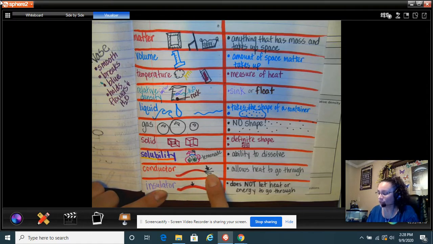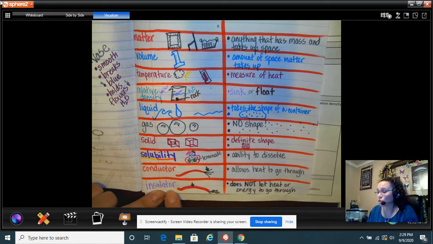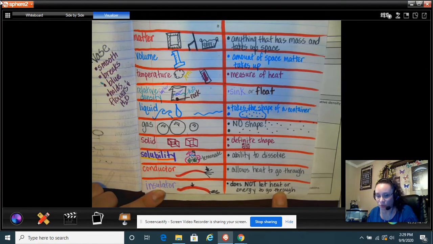Okay, that means it allows heat or energy to go through. So that's why you feel the zap. Or if you don't feel the zap or the electrocution, you have an insulator, which is the plastic rubber part of the wire. That's like a precaution so that you don't feel the energy. So it does not let heat or energy go through.